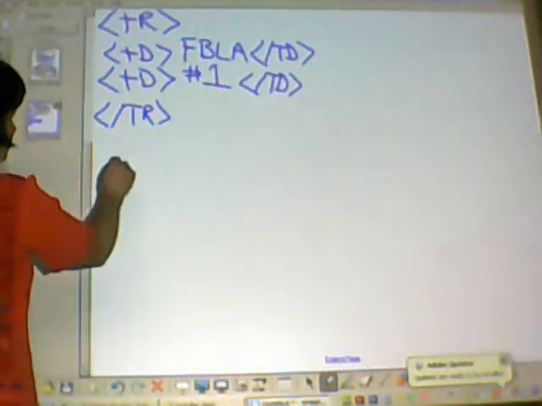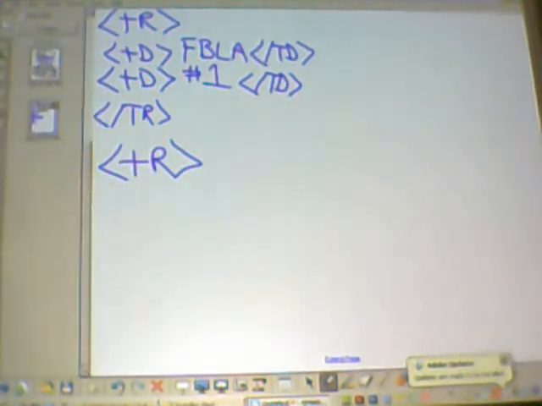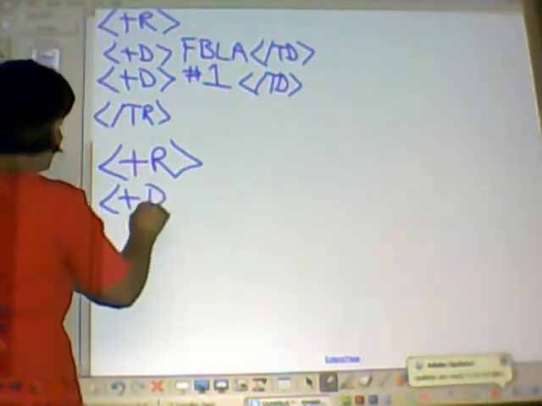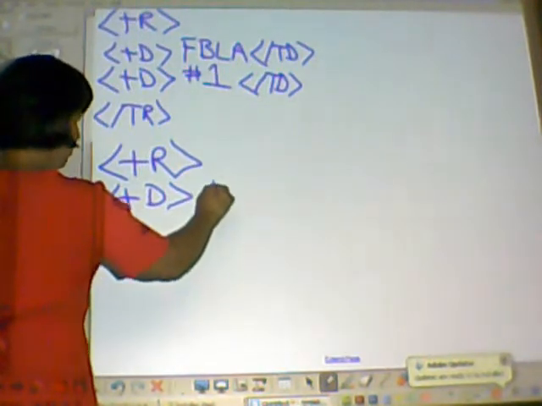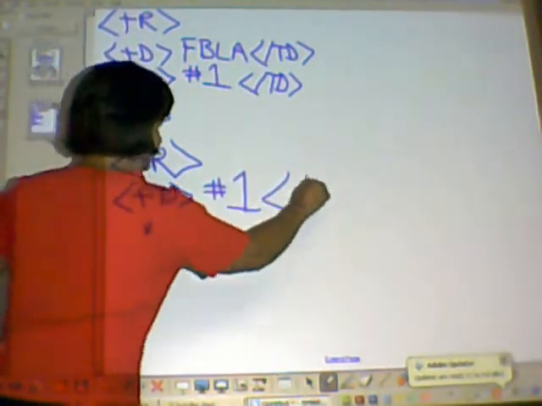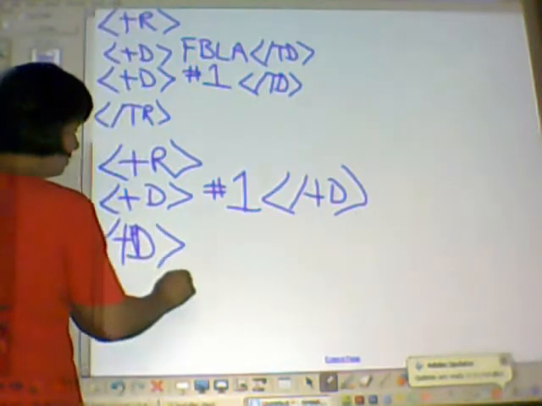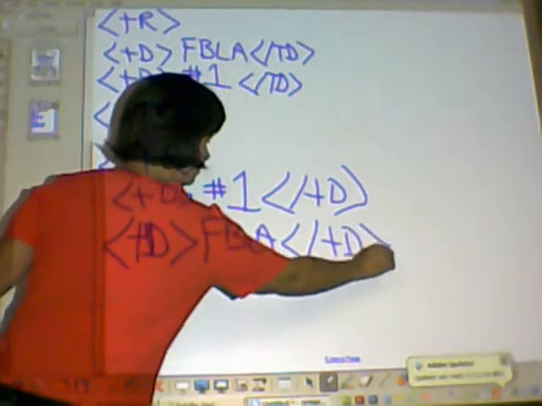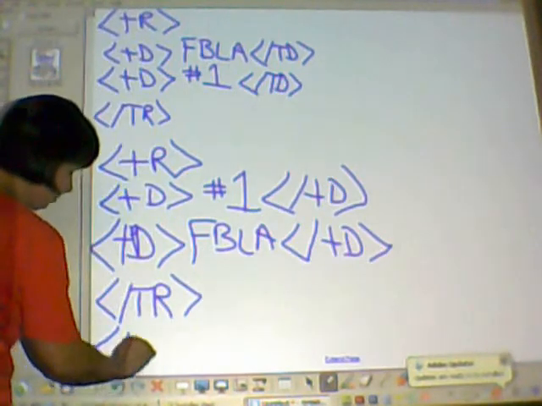Okay, ready for my second row? So I'm going to do table row. Because I ended my first row, I begin my second row. And how many data cells did row number 2 have? 2. So I'm going to have a table data. And the first table data is going to say number 1 first. So I'll do the number 1. And I'll end that table data. Then I'll have new table data. That's going to say FBLA. I'm going to end that table data. I'm going to end my table row. And I'm going to end my table.